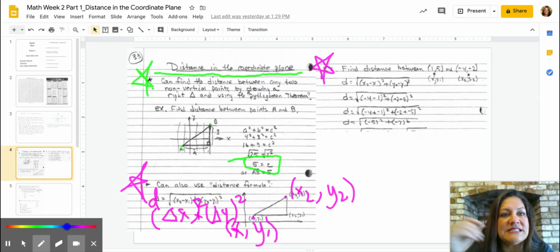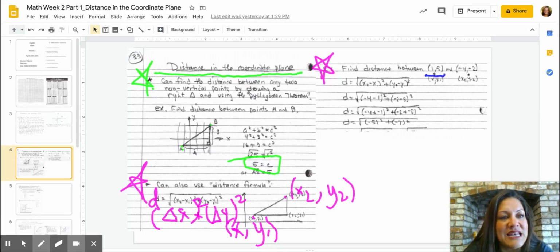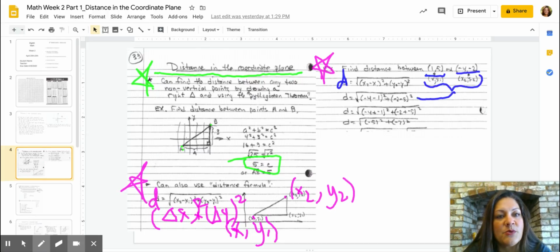And so we're finding the distance between, here is our first point, (1, 5), and our second point is (-4, -2). And so you'll see D equals, gives us our distance formula. Here we are simply plugging in both of these points, and then we're simplifying. Okay, so down here where it gets cut off, let's finish it.